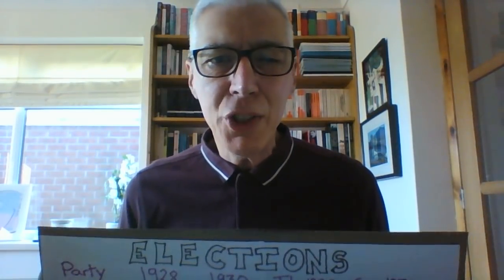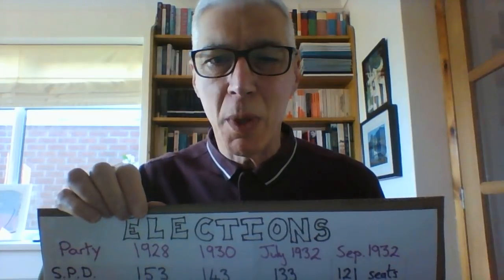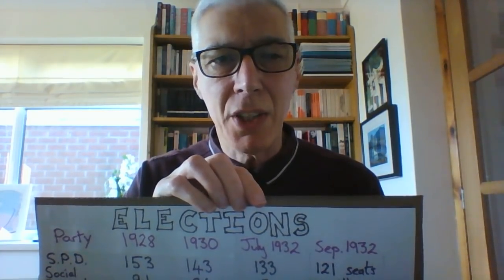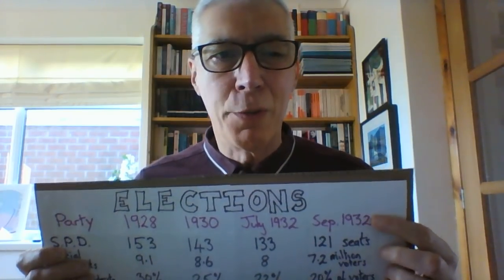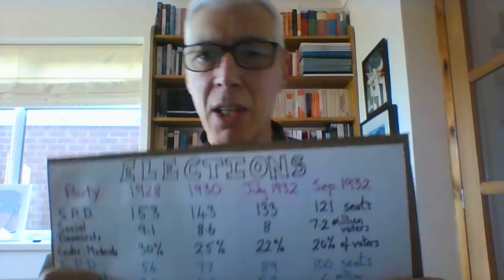I have here a chart, and it shows the elections in Germany. 1928, 1930, July 1932, and September 1932. Four elections in the space of four years. What was happening to people's votes in those elections? Well, let's take a look.